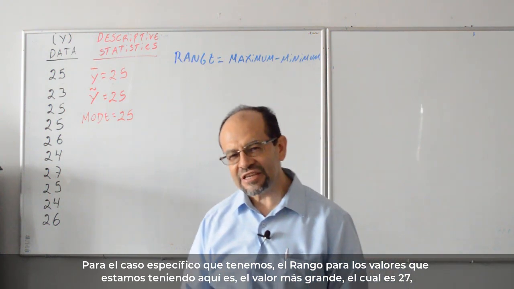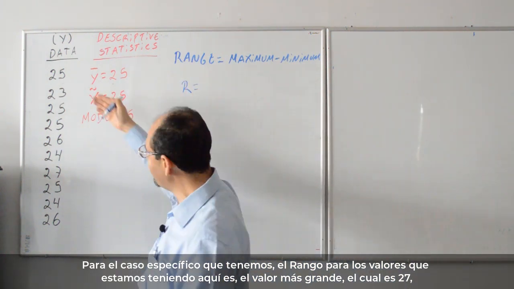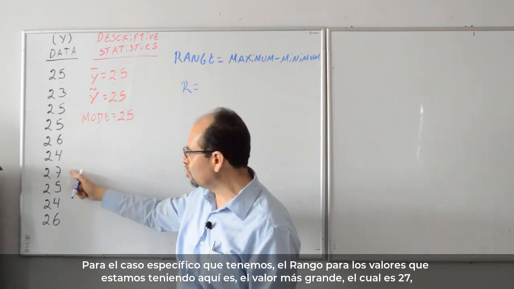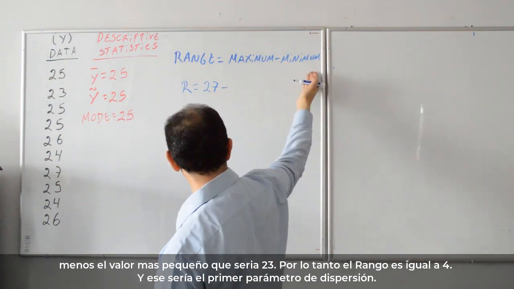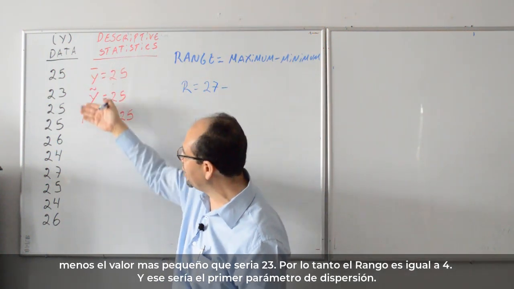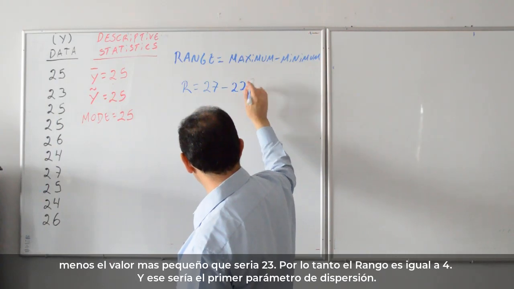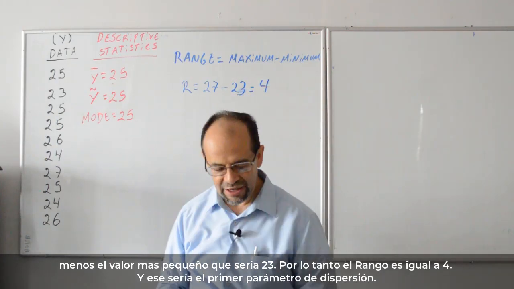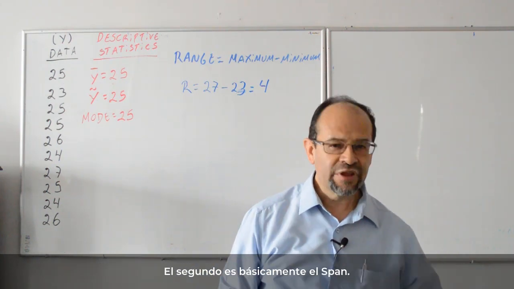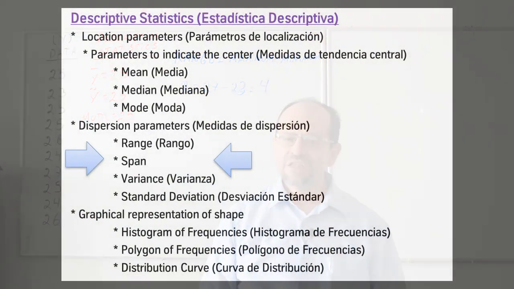For the specific case that we are having here, the range for these values is the biggest value, which is 27, minus the smallest value, the minimum, which would be 23. Therefore, the range is equal to 4, and that will be the first one. The second one is basically the span.